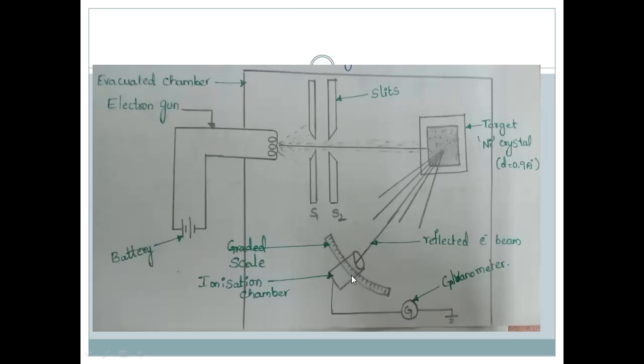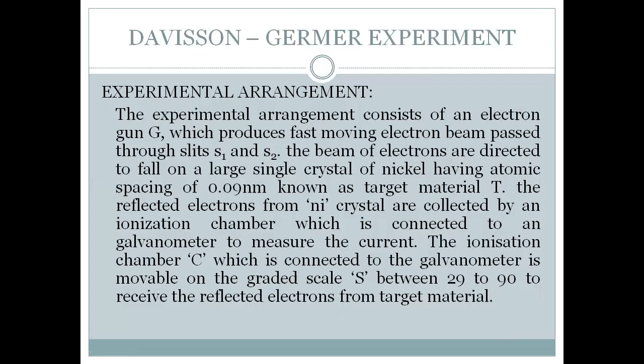And this chamber, which collects the reflected electrons from the target material, is movable on a graded scale, which is a circular graded scale, whose angles can move from 29 degrees to some 65 degrees. So this is the experimental arrangement, where all of this is placed inside one evacuated chamber. So let us see in steps how the experimental arrangement can be done.